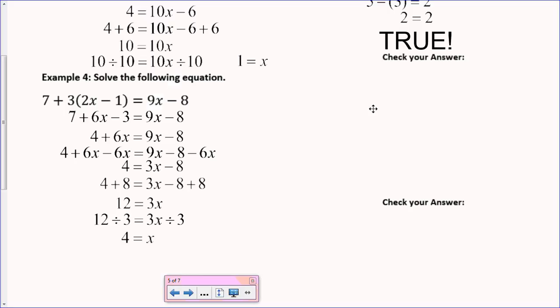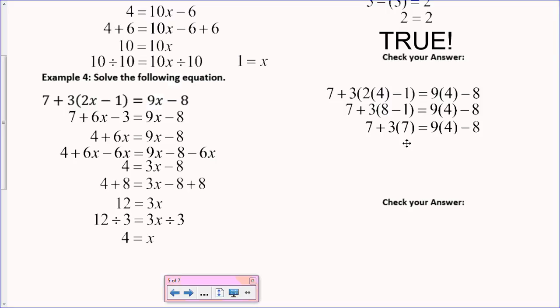So now I go ahead and plug that back in just to check my answer. So I have 7 plus 3 times 2 times 4 minus 1 equals 9 times 4 minus 8. I'm going to do this multiplication first, and I get 8 here. So now I'm going to do the 8 minus 1. That gives me 7. Now I'm going to do the multiplication: 3 times 7 and 9 times 4. Now I can do the addition and subtraction. I get 28 equals 28, which is a true statement.